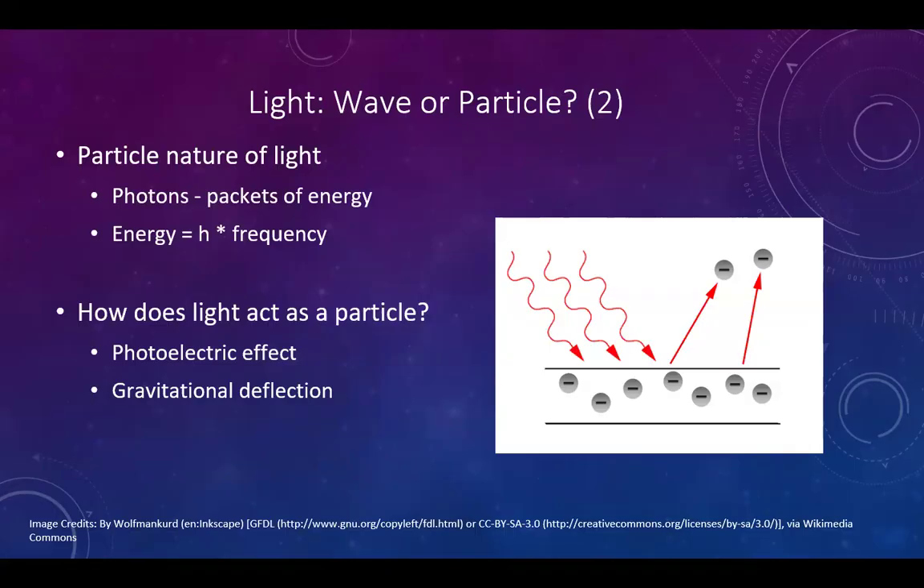So light acts as a particle. We get the photoelectric effect, where if you shine light on a surface, it will only knock electrons free if the frequency is high enough, and the energy of those electrons is dependent on the frequency, not the intensity. So if you shine a brighter light on a surface, you'll get more electrons knocked free, but they won't be going any faster.